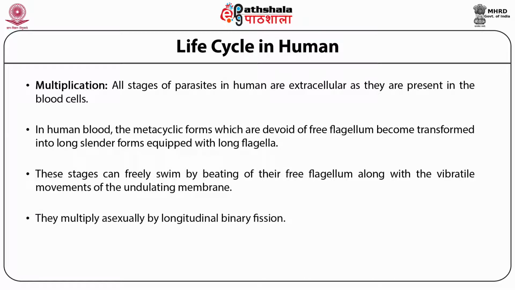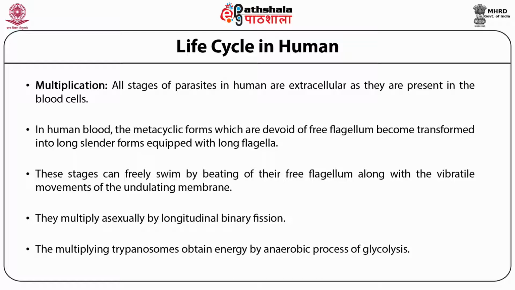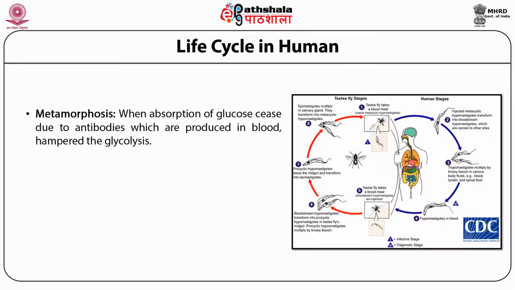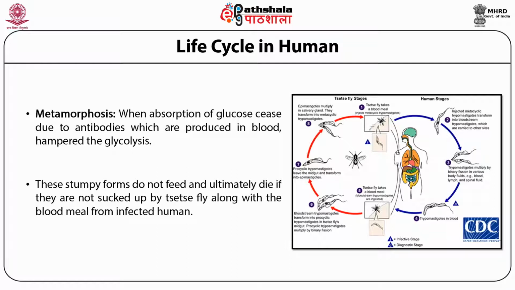They multiply asexually by longitudinal binary fission. The multiplying trypanosomes obtain energy by the anaerobic process of glycolysis. When absorption of glucose ceases because antibodies produced in the blood hamper glycolysis, the trypanosomes stop dividing and shrink to the short stumpy forms, which lack a free flagellum. These stumpy forms do not feed and ultimately die if they are not sucked up by tsetse along with the blood meal from the infected human.